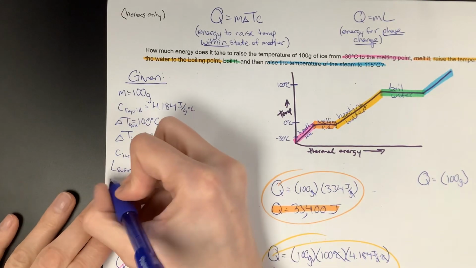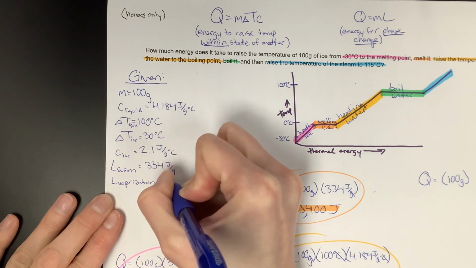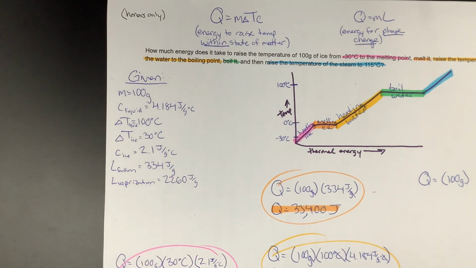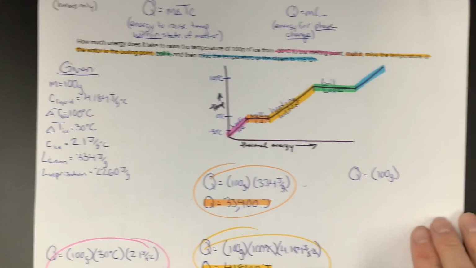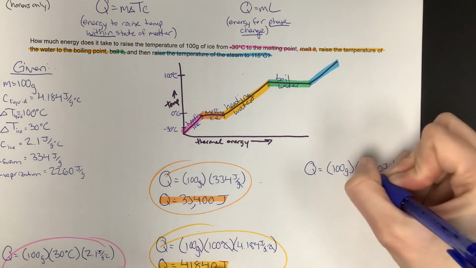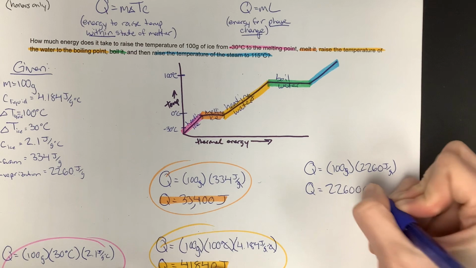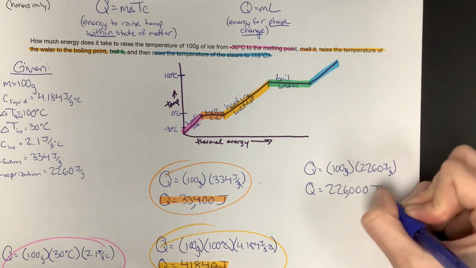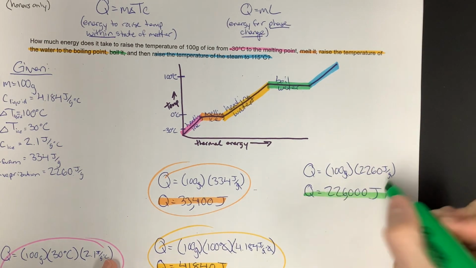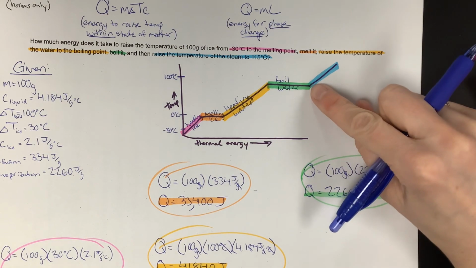So I'll add that onto my givens list. The latent heat of vaporization takes 2260 joules to boil 1 gram. But I have 100 grams. It's going to be 226,000 joules to boil our 100 grams. Okay, last step right up here.